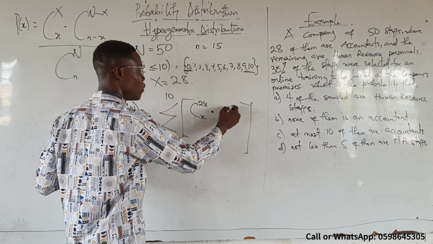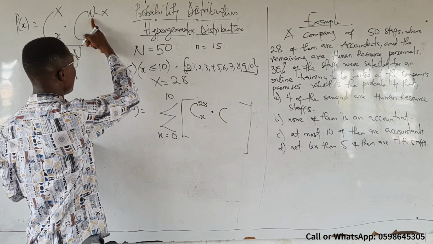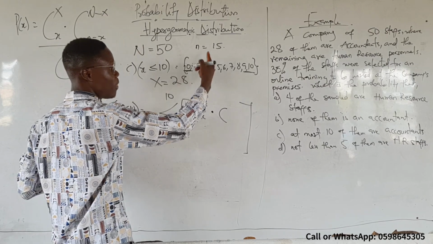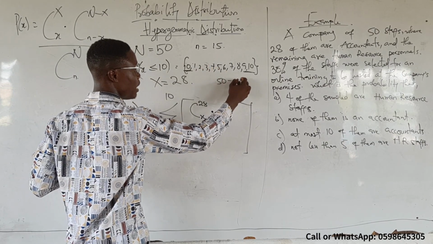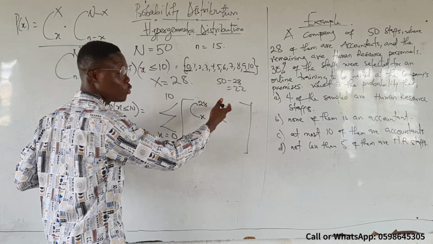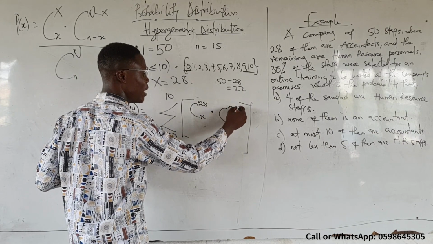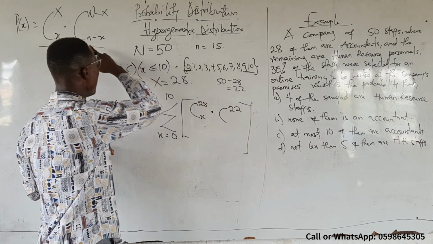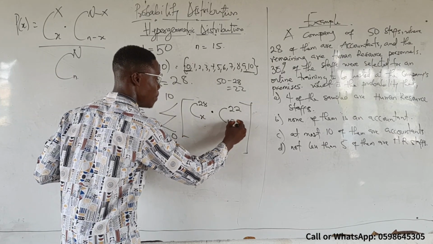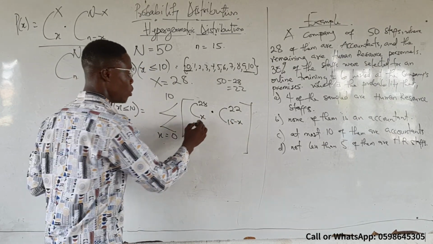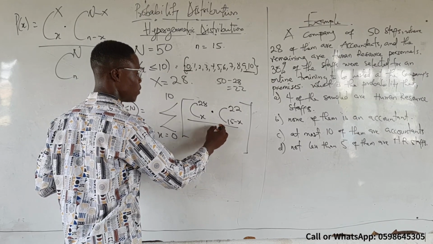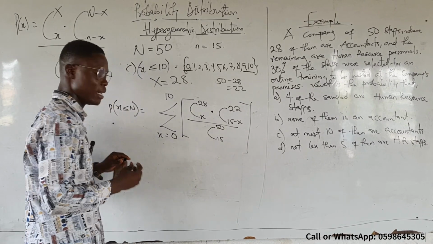Times a combination of 50 minus capital X, right? And 50 minus 28 will give us 22, so I'll just write the 22 over here. And then I have n minus x, so that will be 15 minus small x in this case. All over a combination of 50 and 15, right? Good.